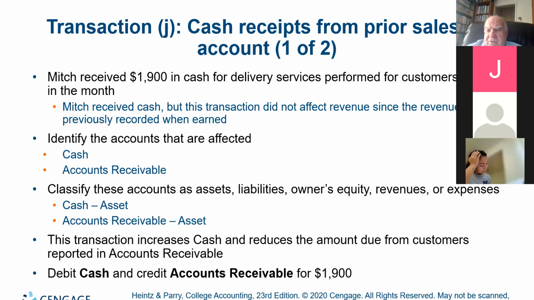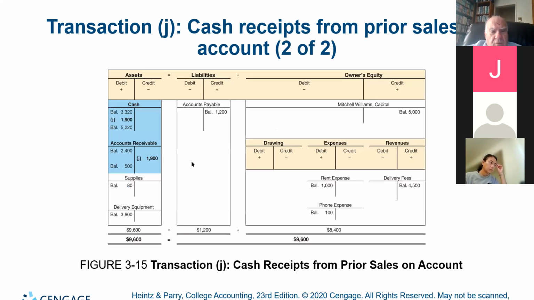Now, some of those customers are paying him. They owed us $2,400, right? Well, he receives $1,900 now. Mitch receives cash, but this transaction does not affect the revenue. The revenue was recorded when it was earned, not when he was paid, okay? And that's an important concept we'll be working hard on.